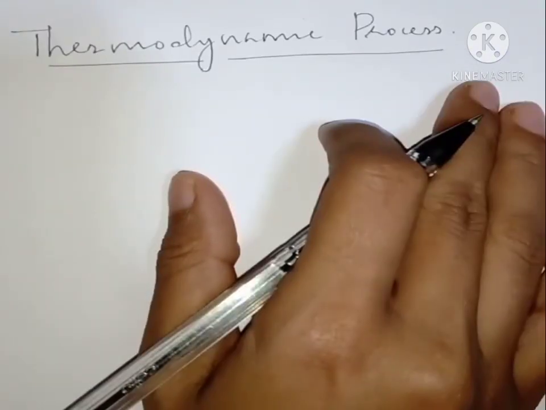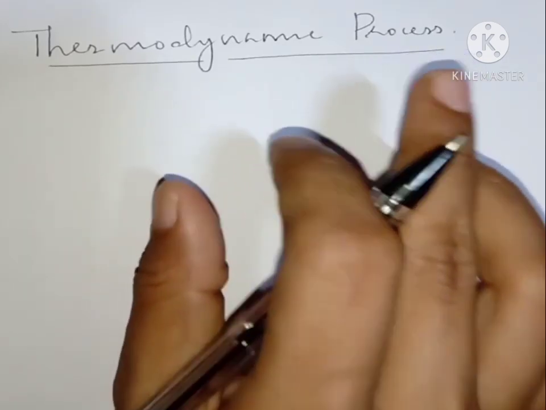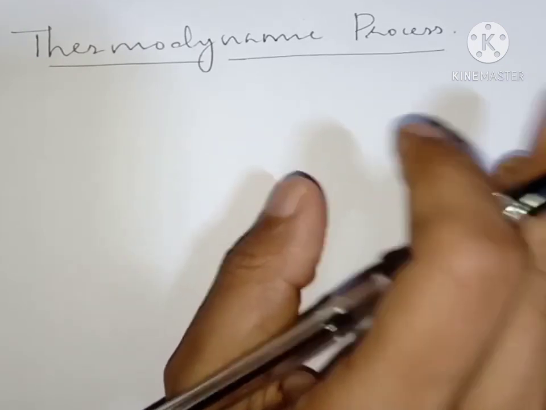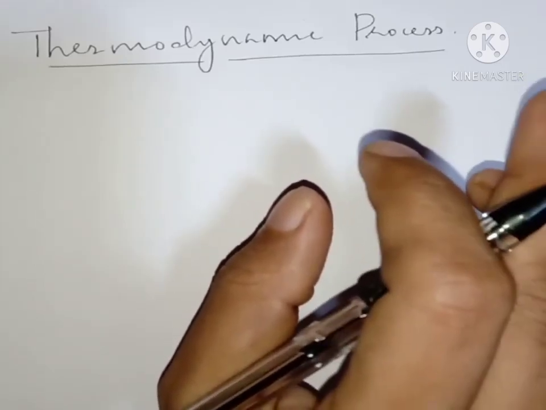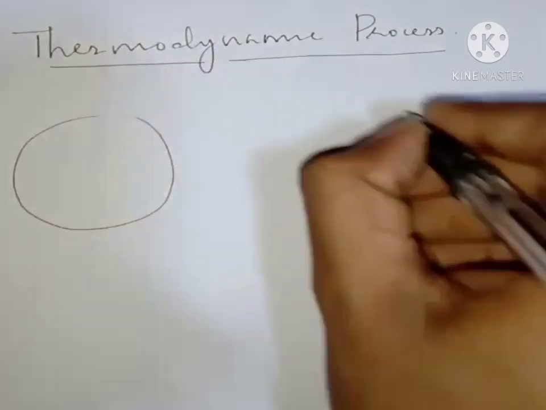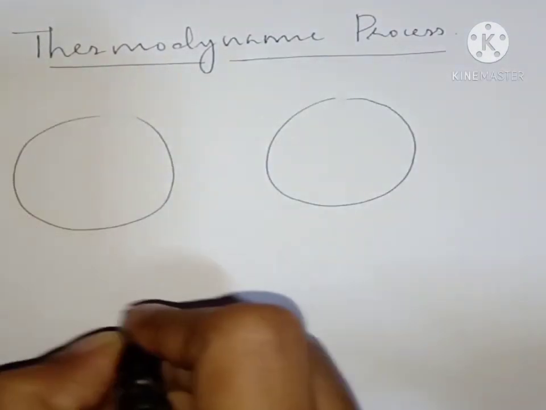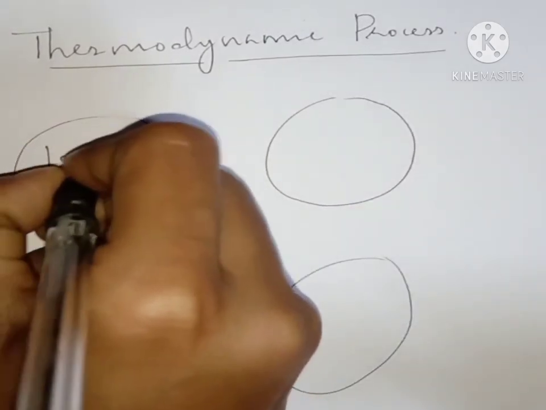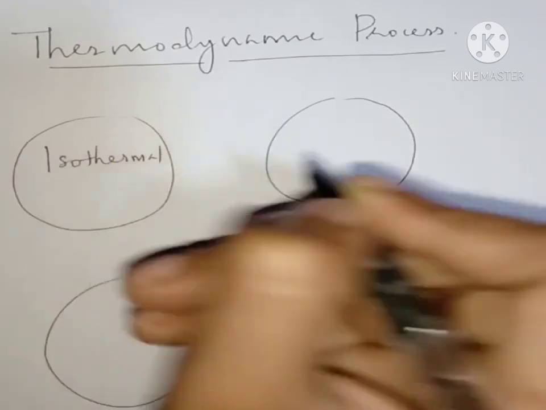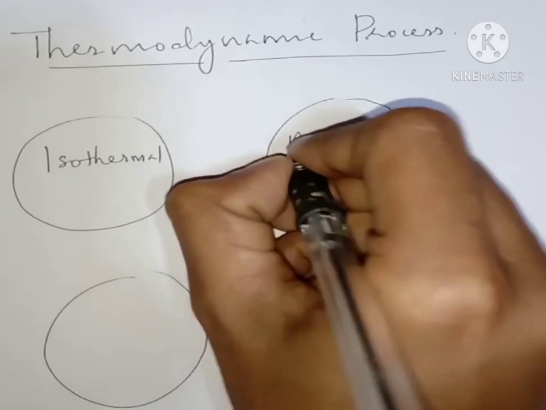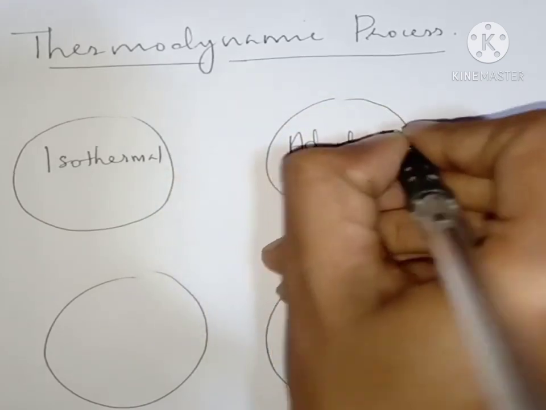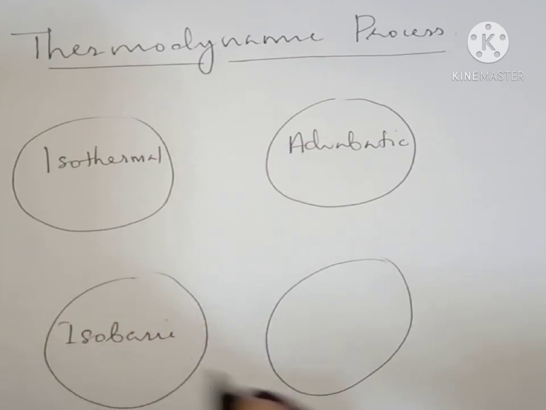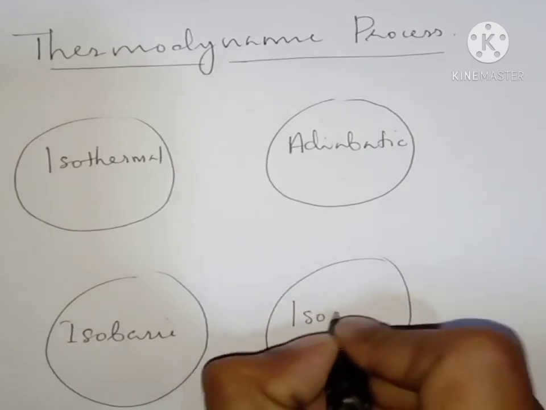Then thermodynamic processes. Different types of thermodynamic processes are there, and these processes are classified on the basis of the parameter which is taken as a constant. So we can take 4 different processes. The first one is isothermal process, and the second one is adiabatic process. The third one is isobaric, and isochoric.